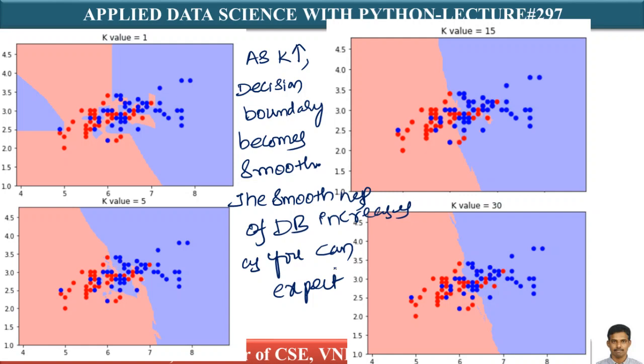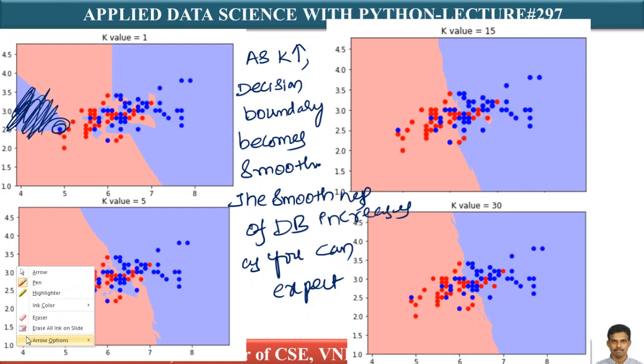For k equal to 1, because of one outlier, the whole region becomes blue. The impact of outliers also decreases as k increases. For k equal to 1, because of this one outlier point, this whole region becomes blue, isn't it? There is one more major problem with the KNN.